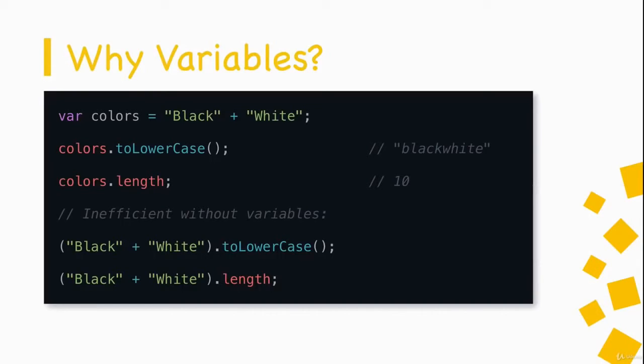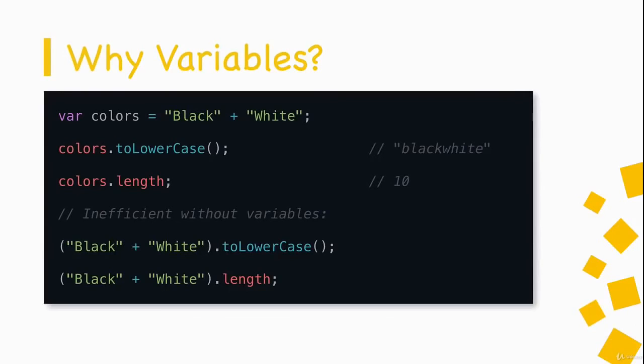Now in this case where we're not using variables, JavaScript has to create two strings every time. When it encounters the first statement, it creates a string black and another string white. Then it adds them together, calculates the value black white, and applies the toLowerCase method to it. In the second statement, it again creates another string black and another string white, adds them together and calculates the result again, and then it calculates the length property of this string. This is very, very inefficient because JavaScript has to create new strings and calculate the value of the concatenation every single time. Compare that to the code on top, where we only create two strings once.